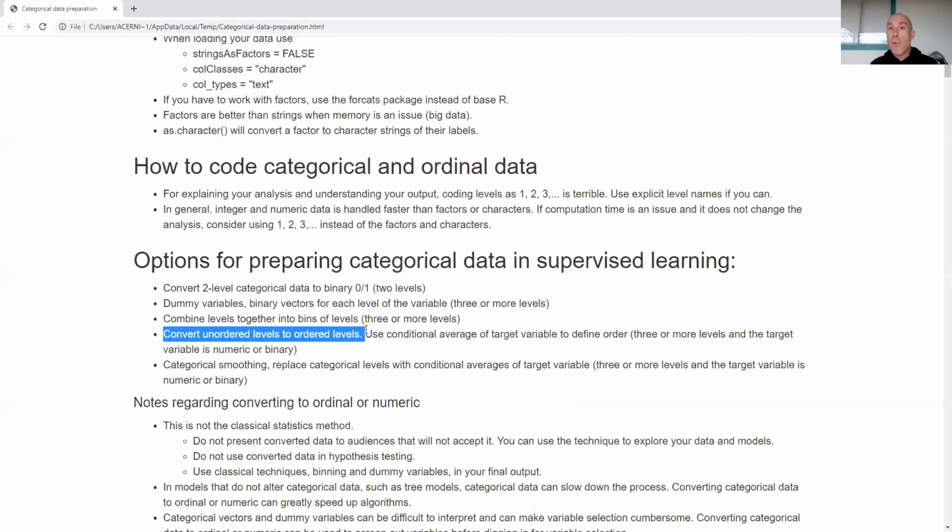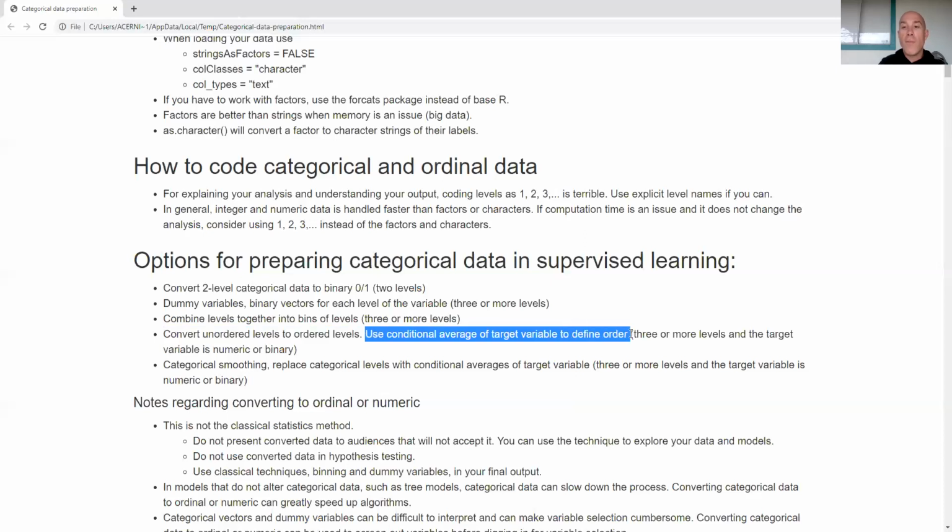All right, so my proposal is that you use the conditional average. So I have unordered data and I have, let's say, a numeric target variable. What I could do is take the conditional average of the target variable to define the order. So if I have red, blue, and green, and I have a numeric target variable, I take the average of the target when this one is red, the average of the target when this one is blue, the average of the target when this one is green, and then I use the order of the averages to define an order over here. Why would we like to do this?